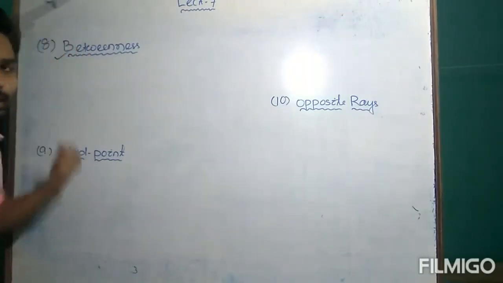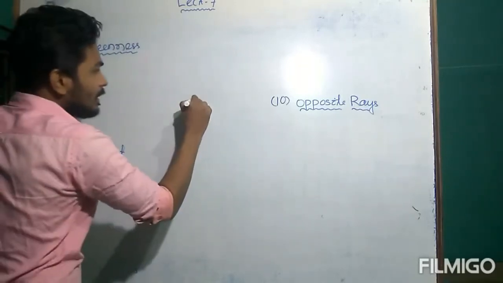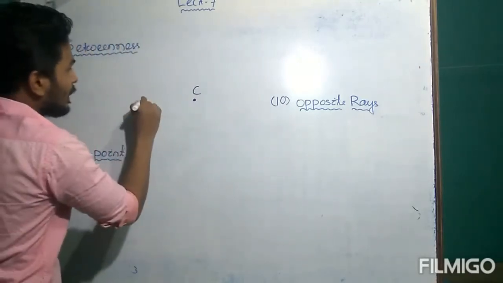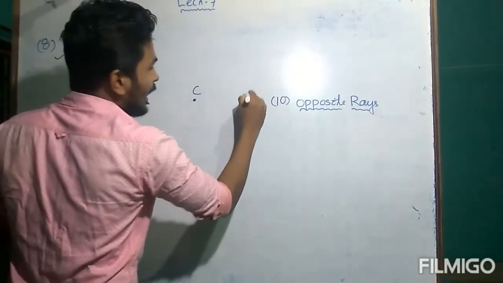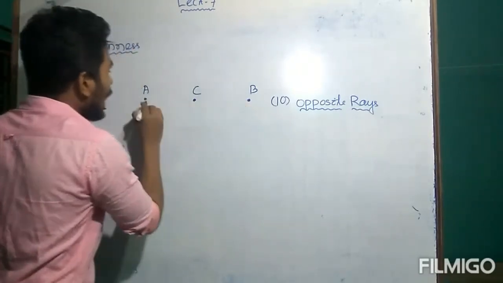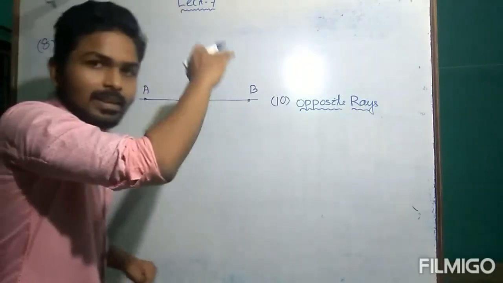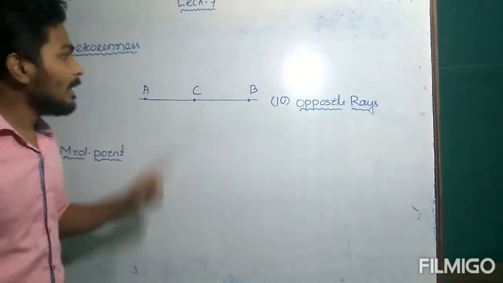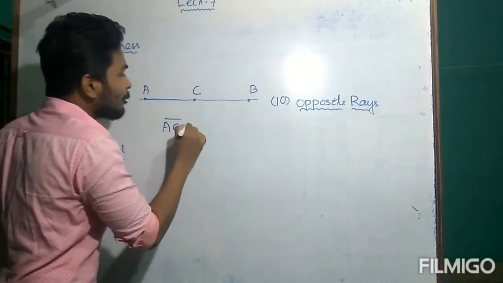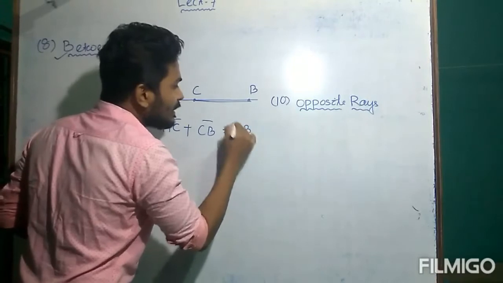Okay, so what is the betweenness? Here the statement is, if there is a point C that lies in between 2 points A and B, so that A, C, B are collinear. Collinear means they should lie on the same straight line. Okay, then AC segment plus CB segment is equal to AB segment.